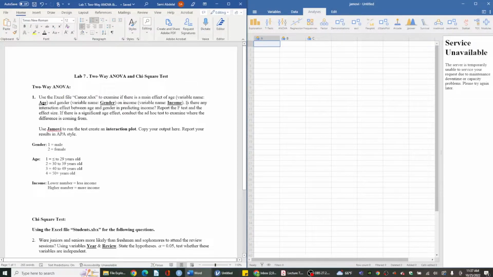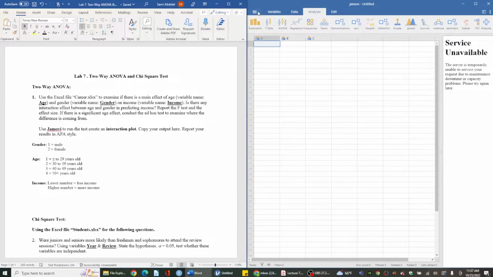So the question is asking us, is there an interaction effect between age and gender in predicting outcome? And then to report the F-test, the effect size, which I'll explain in a little bit, and if there was a significant age effect, to conduct the post hoc test to determine where that difference was coming from. So that'll all make sense in just a second here. We're going to use JAMOVI as per usual to run the test, create an interaction plot, and then I'll go over an APA style response as well for two-way ANOVAs.